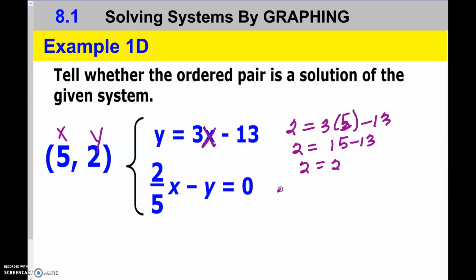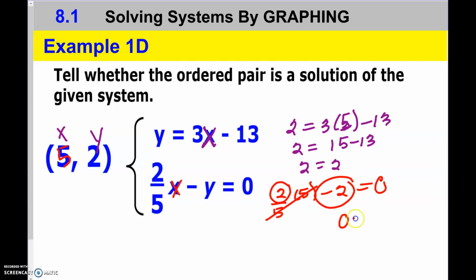All right, let's check the second one. 2/5, and make sure I'm putting in x. X is 5. Minus 2 equals 0. So these 5's cancel, and now I have 2 minus 2. So 0 equals 0. So yes, so this is a solution. So make sure you do the math to prove that the answer works.